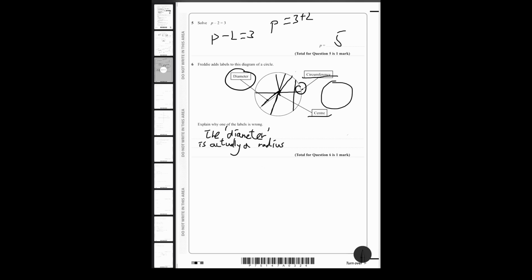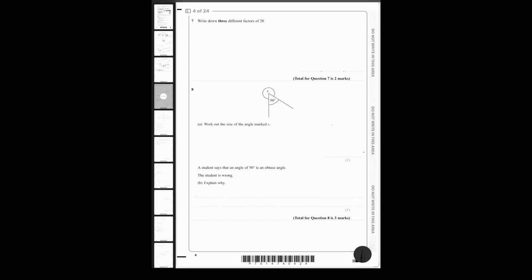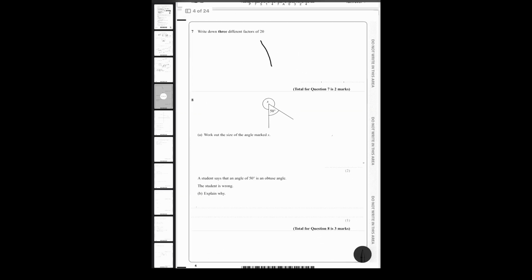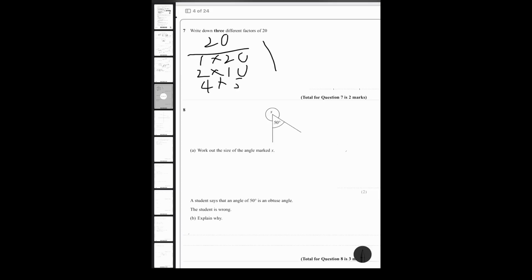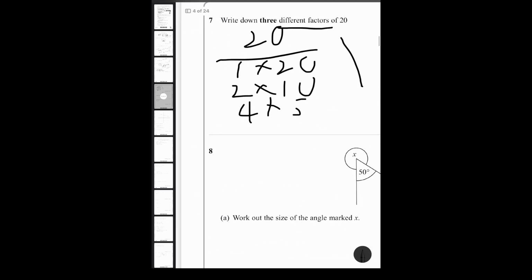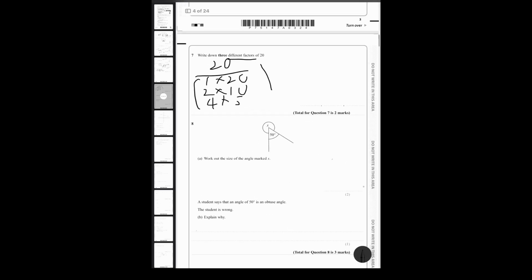Yeah. So write down 3 different factors of 20. So it's literally just looking for any 3 factors. If you look at this, 20, what goes into 20? Obviously 1 times 20, because 1 twenty is 20. 2 times 10, 2 tens is 20. 4 times 5, 5 fours or 4 fives is 20. So you can literally, because it's looking for 3 different factors, not even prime factors. So any 3 of them, and bang, that is 2 marks.